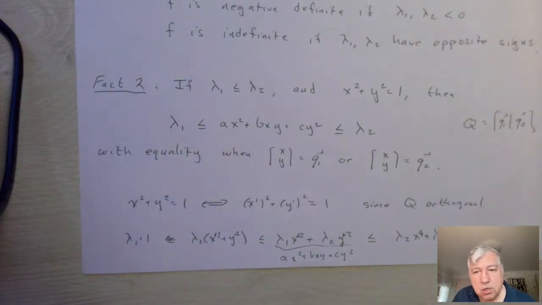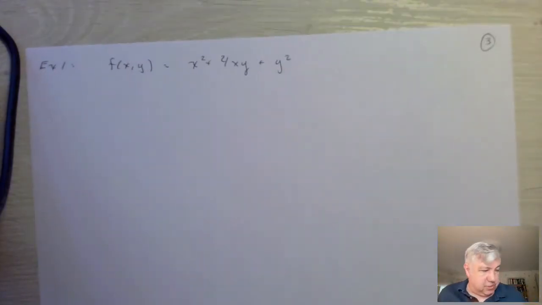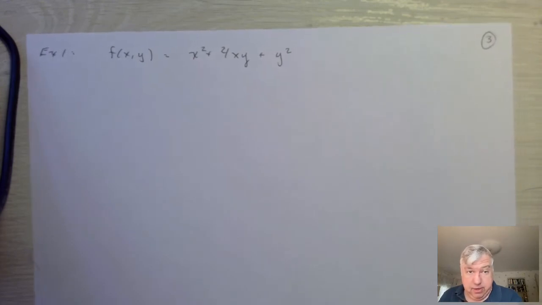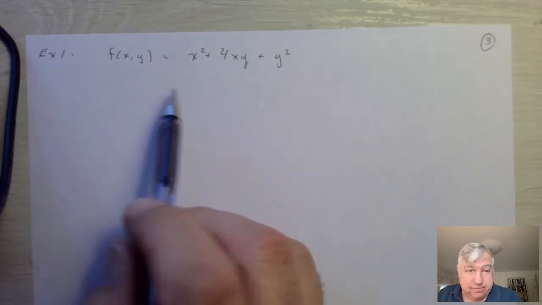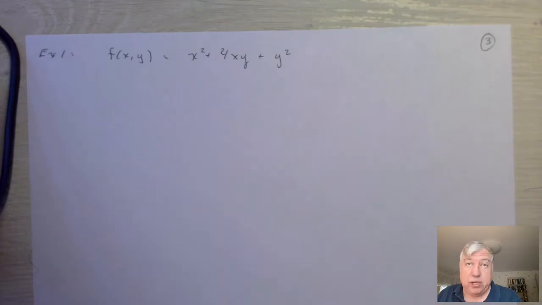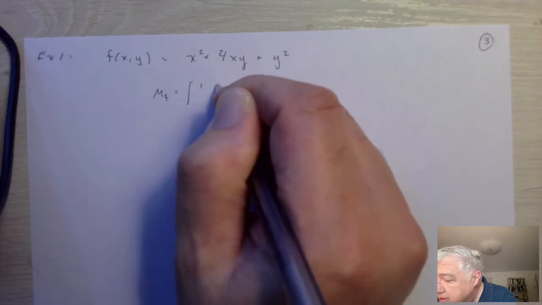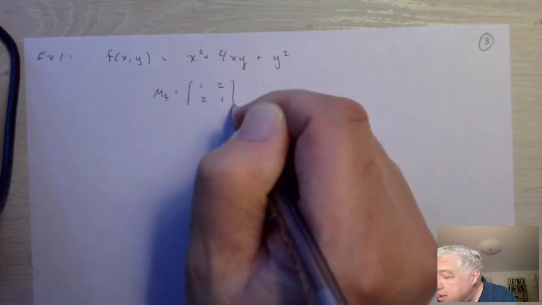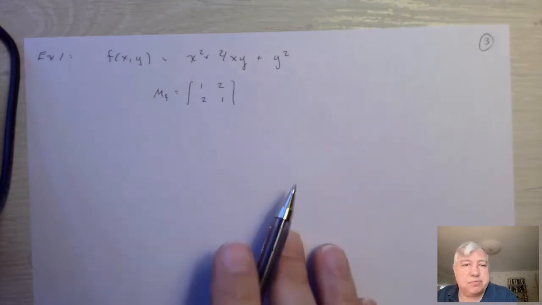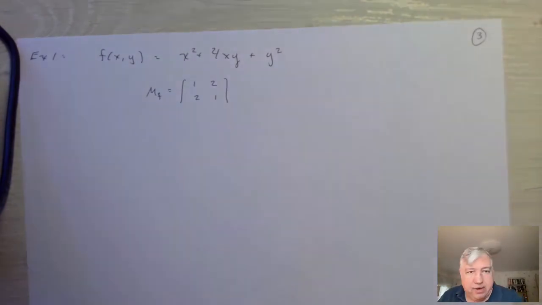All right, so let's do an example right here to put this into practice. We have x squared plus 4xy plus y squared. It's a binary quadratic form. The matrix corresponding to this is [1, 2; 2, 1], and the 2 comes from 4 divided by 2. Okay, so that's our matrix.